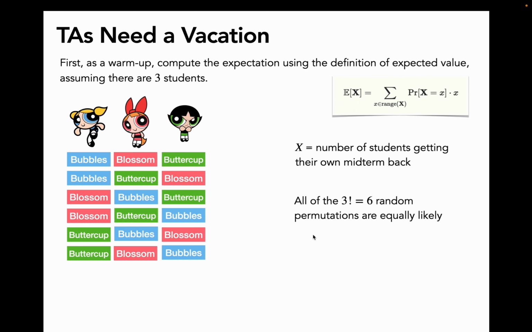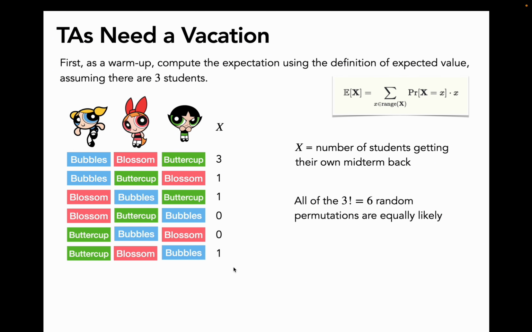Now for each one of these cases, we can just read out and count what X is going to be for each case. In the first case, all 3 students get their paper back, so X is equal to 3. In the next case, only Bubbles got her paper back, so X is equal to 1. In the next case, only Buttercup got her paper back, so X is equal to 1. In the next case, it all got scrambled up, so none of them got their papers back, so X is equal to 0. And like this, we can go through the remaining possibilities, and we've enumerated the entire table.